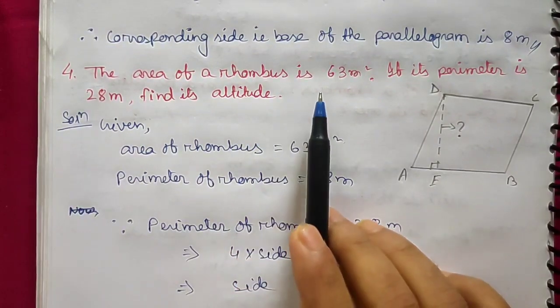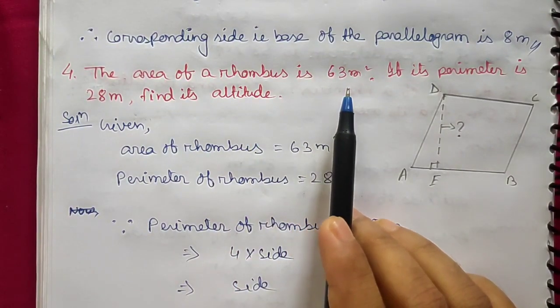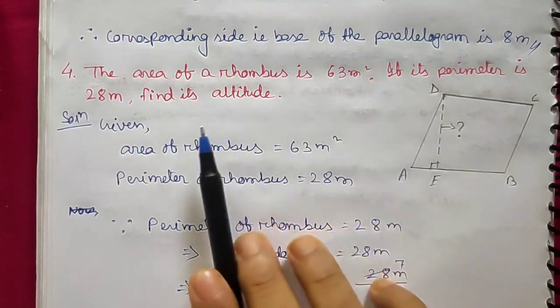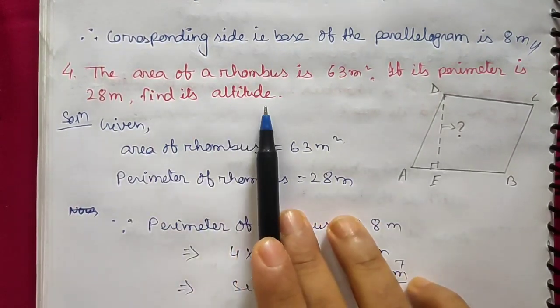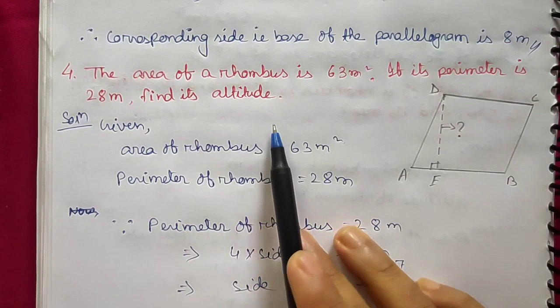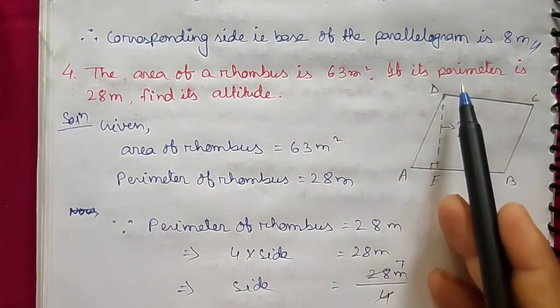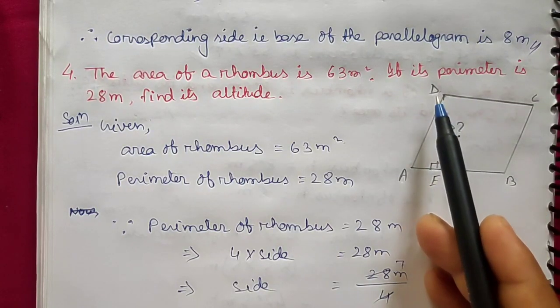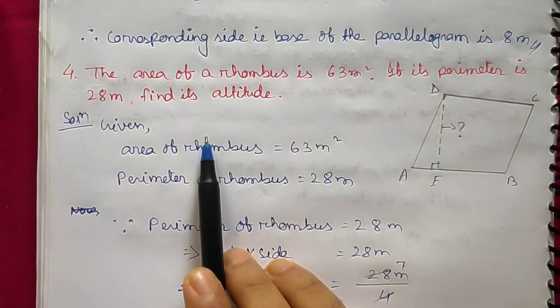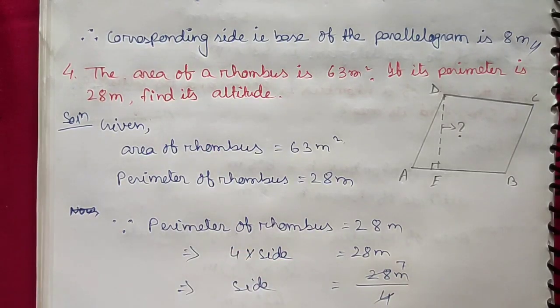The area of a rhombus is 63 meter square. If its perimeter is 28 meter, find its altitude. In this question, what is given? Area is given and perimeter is also given. What we have to find? We have to find the altitude of the rhombus. So how we will find? Now say, what will be the perimeter of rhombus?